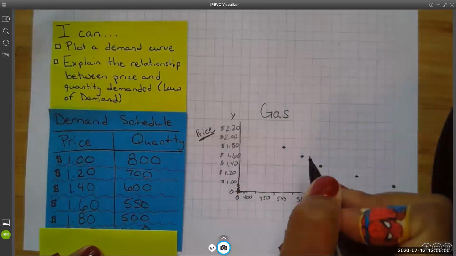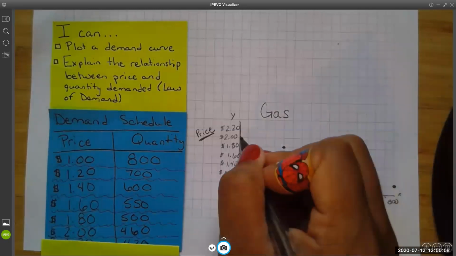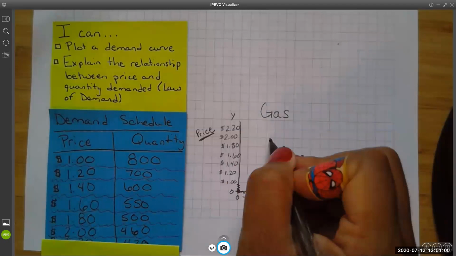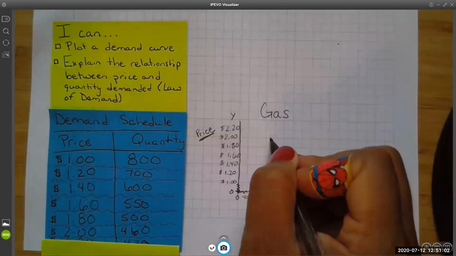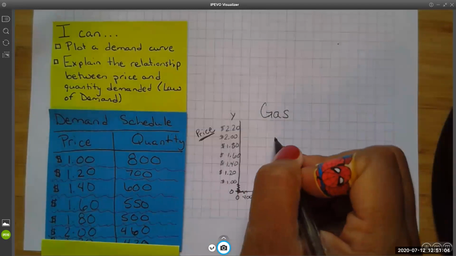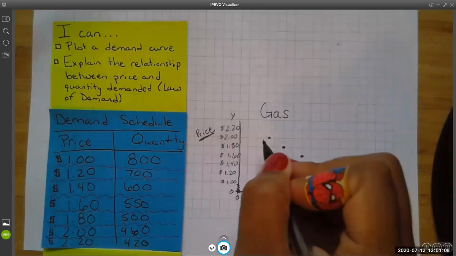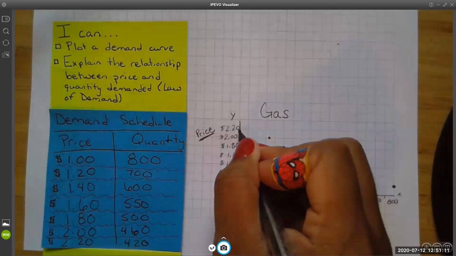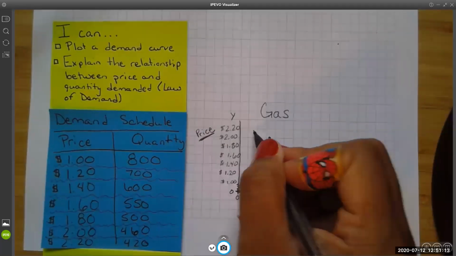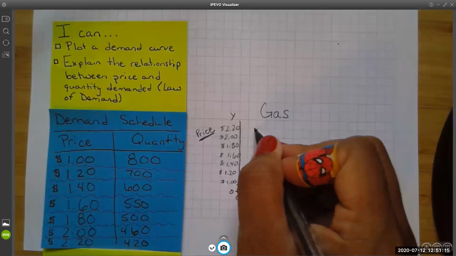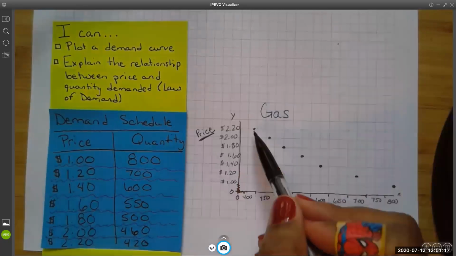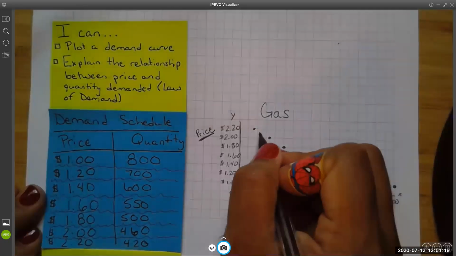So at $2, $4.60, and see, there's no $4.60, but I know this is $4.50 and this is $4.75, so $4.60 is going to be about here. At $2.20, 420 will be bought. Well, this is 400, this is 425, so it's about here. So if we're just talking about price and quantity, nothing else changing, this curve is perfect.